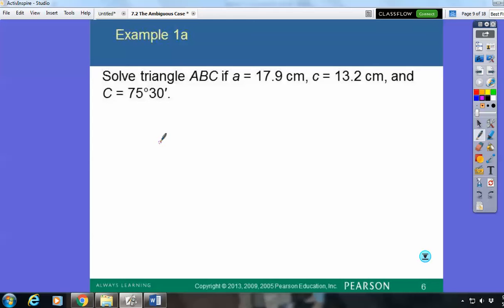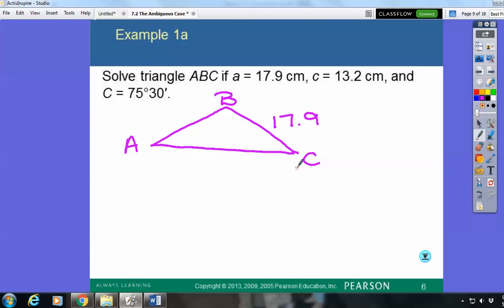So if I were to draw a picture, and of course my picture is not to scale. We have triangle A, B, C. Side A, so that's across from angle A, is 17.9. Side C, so across from angle C, is 13.2. And angle C is 75 degrees, 30 minutes.